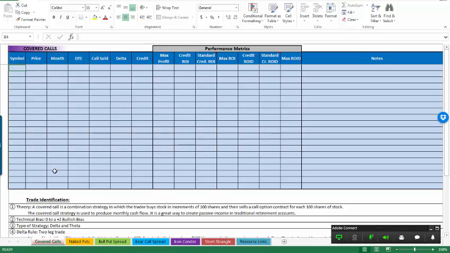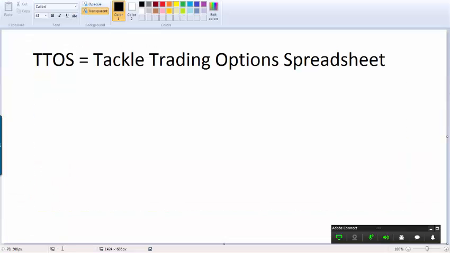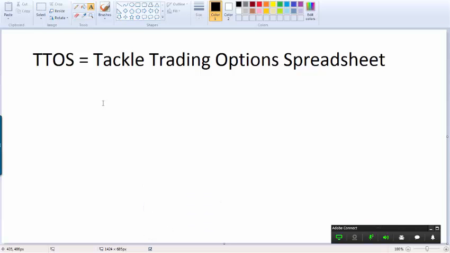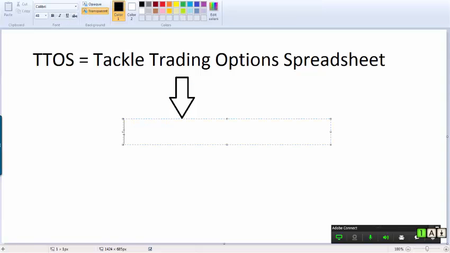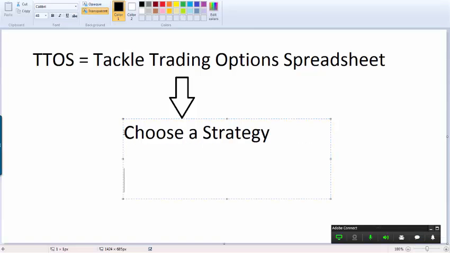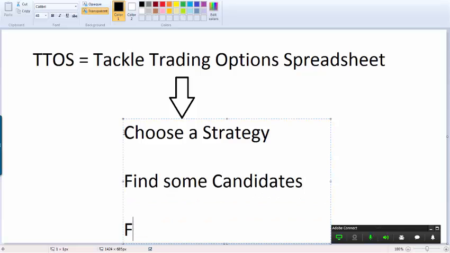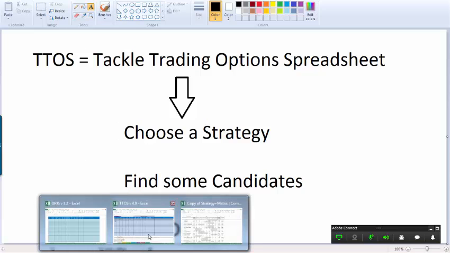Now, let's start with covered calls here, and let's put in a few symbols. Rig, Ford, Microsoft, Apple Computer, big name companies that you might trade over and over again. Now, once you've identified companies that you want to trade, and by the way, let's think about that. To use the TTOS spreadsheet, you have to choose a strategy. Then you find some candidates and then fill it out. So if you're going to first choose a strategy and you don't know which one, well, just start with the covered call.